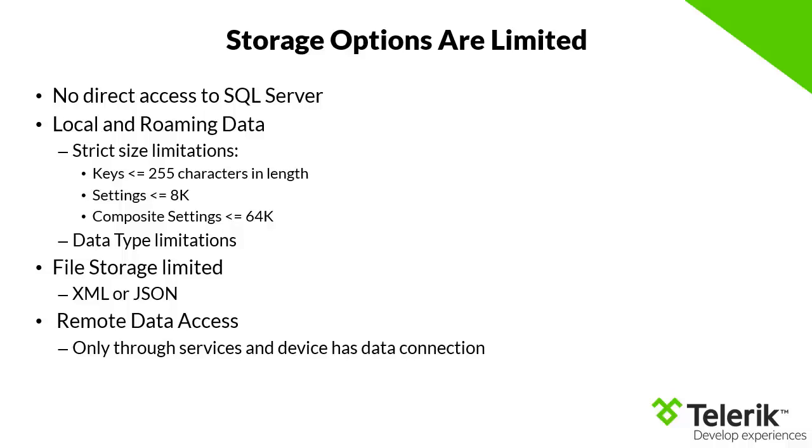So the storage isn't a problem. Getting it out isn't so much of a problem, especially with JSON.NET, but certainly when you want to do some advanced relational operations, it becomes very, very difficult. Most applications rely on remote data access. If you are entirely dependent on remote data access and you don't have a data connection, then your app is basically crippled. So you really need to have some local storage.